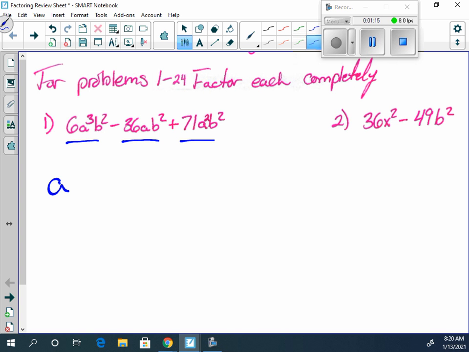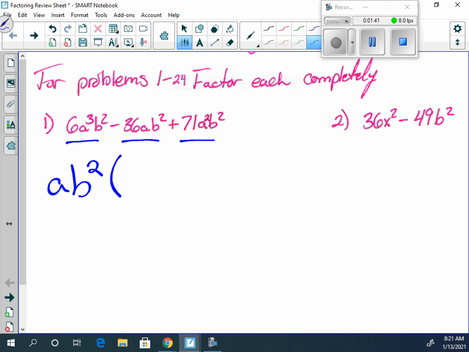Because again, when we factor out a variable, we're looking for what variable is in common in all of them and the smallest power, because that's the most we can take out of all three. Now, we look at b, well, we have b squared and b squared. So I can factor out ab squared out of all three terms.